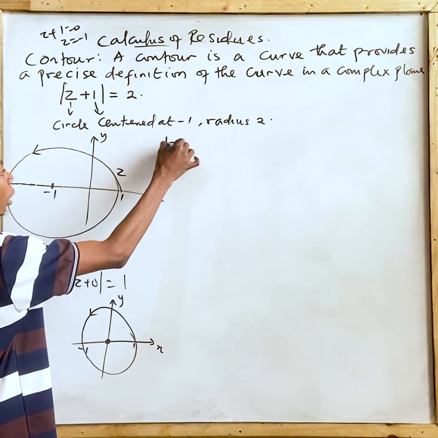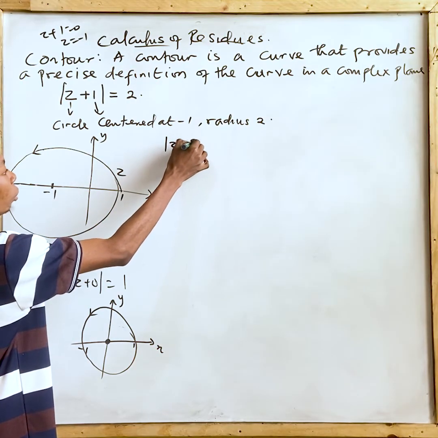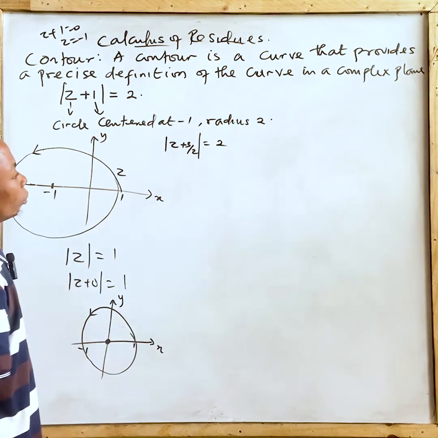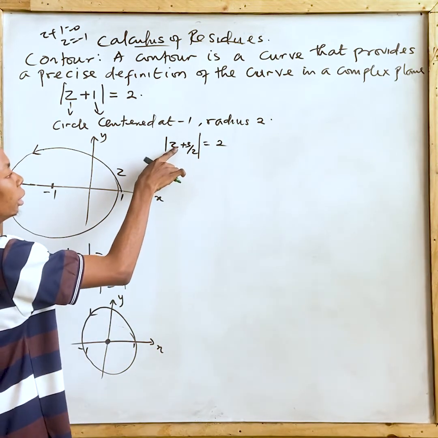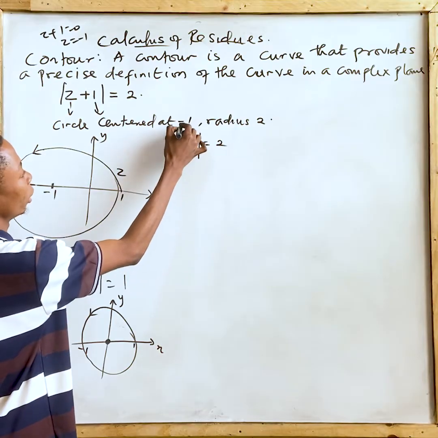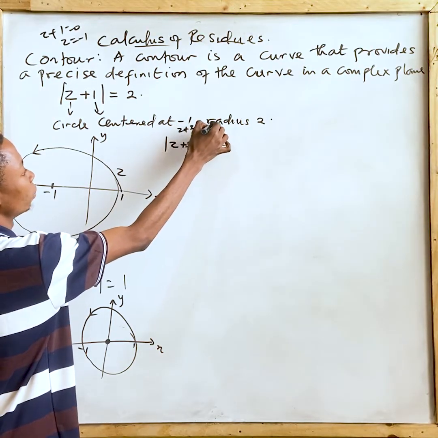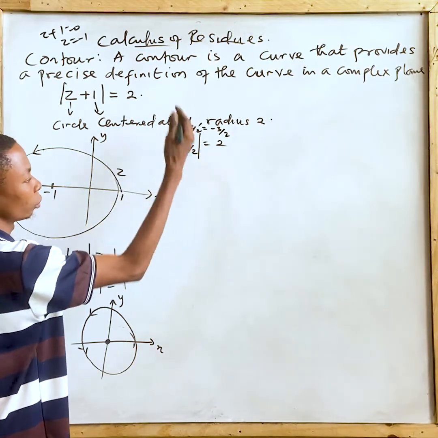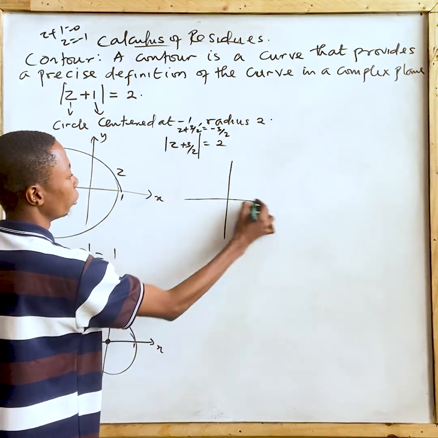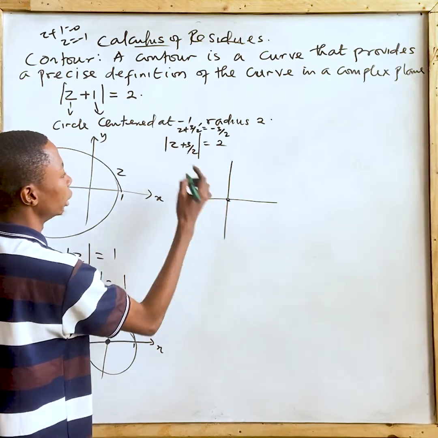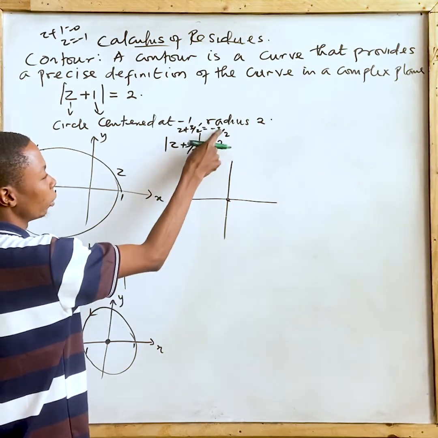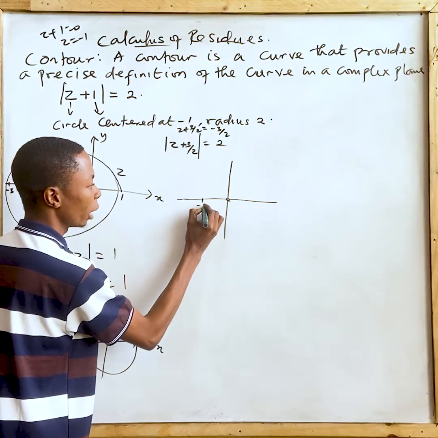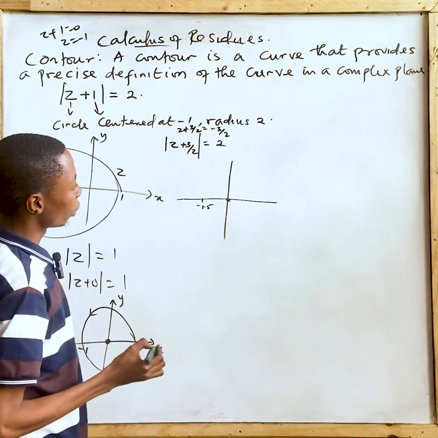If I also have absolute value of z plus 3 over 2 equals, let's say, 2, for example, it means z is a circle centered at where? If z plus 3 over 2 equals 0, it means minus 3 over 2 will be the center, centered at minus 3 over 2, radius 2. That is, we are going to have the origin. The center will be minus 3 over 2, which is minus 1.5. Let's say I put that minus 1.5 here. And the radius is 2.